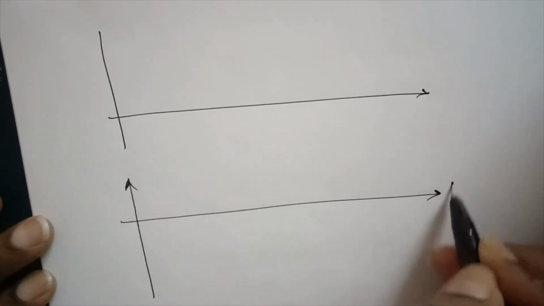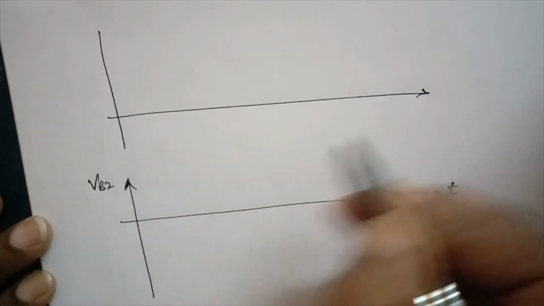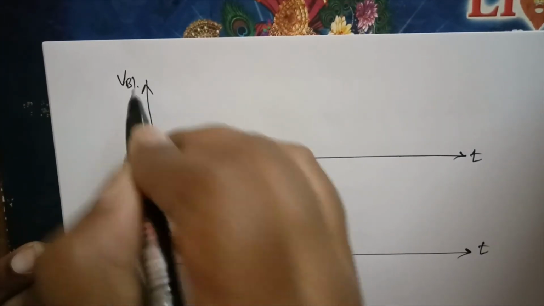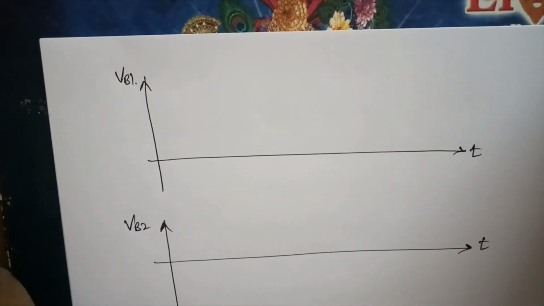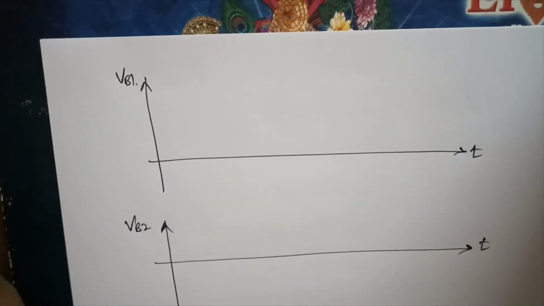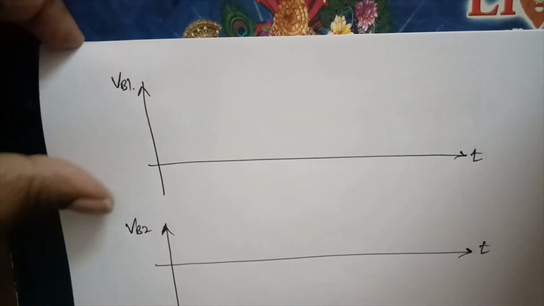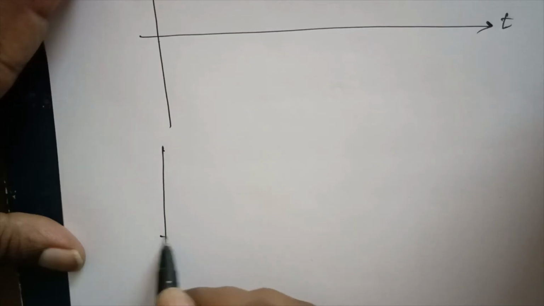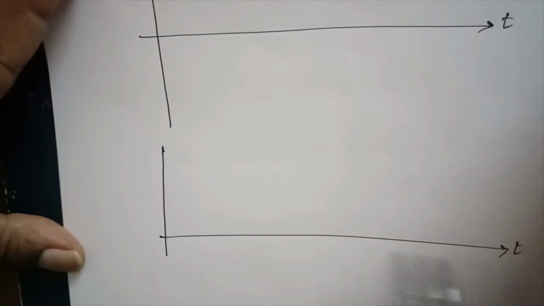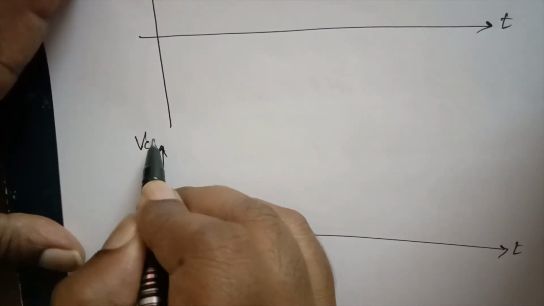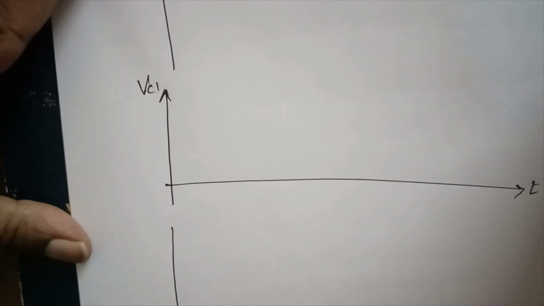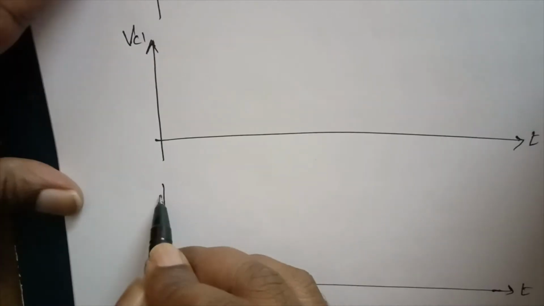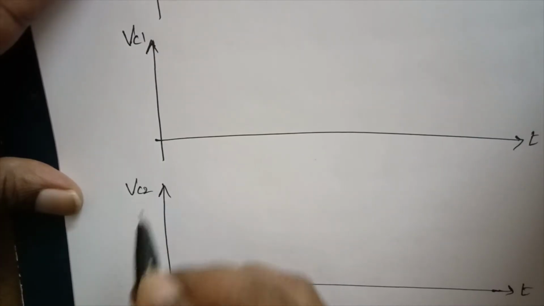Okay, so T, VB2, and this one is T, this one is VB1. So next two waves also I am taking. The next one is output voltage versus T, so this is VC1. And what about this one? This is another waveform. This is T and this is VC2.